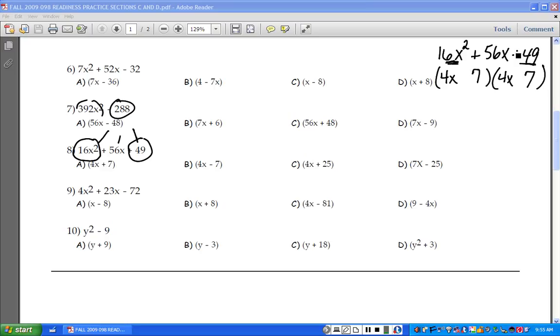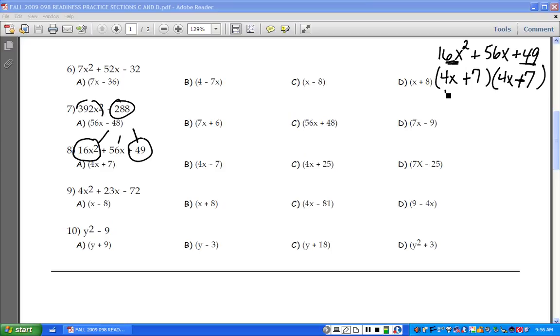Now, because I know it needs to be a positive 49, I know this has to be a positive 7 times a positive 7 to get that 49. Okay, or a negative 7 times a negative 7 to get that 49. Alright, but the fact that this middle term, this 56x, is positive, that tells me I want to make these plus signs here as opposed to minus signs.